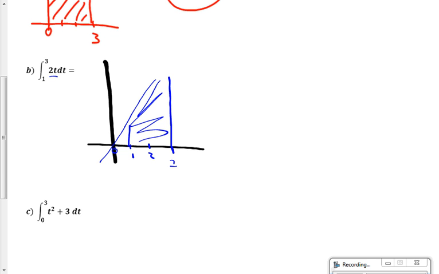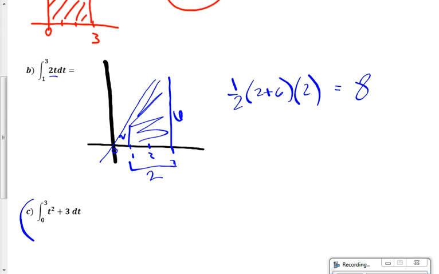Geometrically, that's a trapezoid. If you went 0 to 3, you might have gotten too much. But if you go from 1 to 3, you've got a trapezoid where this base is 6, this base is 2, and the distance between the bases is 2, so it's 1/2 of 2 plus 6 times 2, and that ends up with 8. How about C?